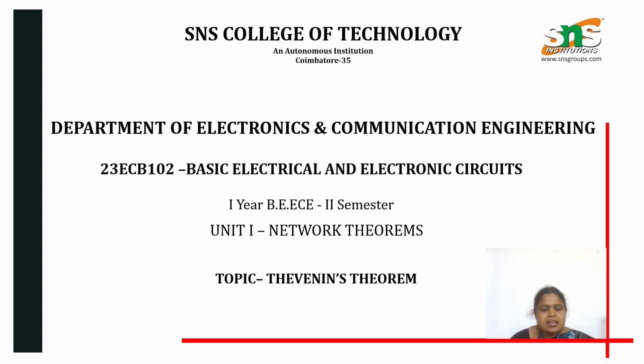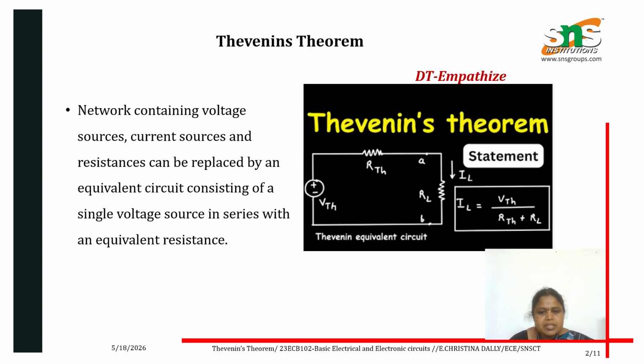In the previous video, we discussed the superposition theorem and Norton's theorem. Now we are going to see the definition of Thevenin's theorem. Suppose a network contains voltage sources or current sources, whatever it may be. It can be replaced by an equivalent circuit that consists of a voltage source in series with an equivalent resistance. So this is the statement of Thevenin's theorem.